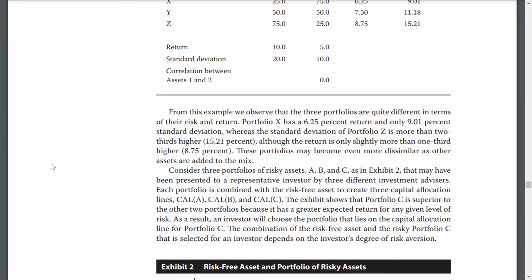The exhibit shows portfolio C is superior to the other portfolios because it has a greater expected return for any given level of risk. As a result, the investor will choose the portfolio that lies on the capital allocation line. For portfolio C, the combination of risk-free asset and risky portfolio C that is selected by each investor depends on the investor's degree of risk aversion.